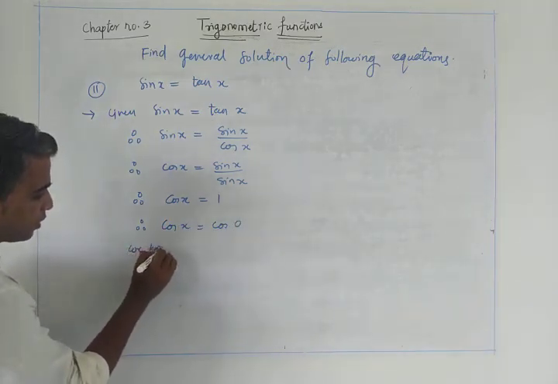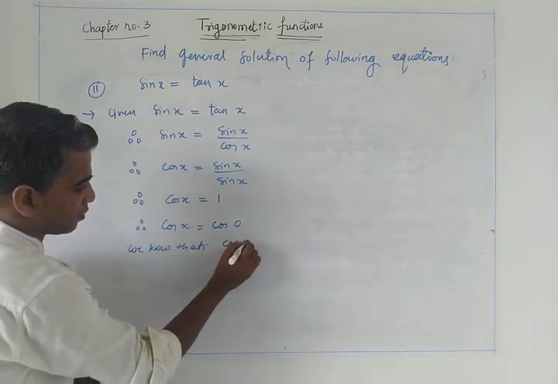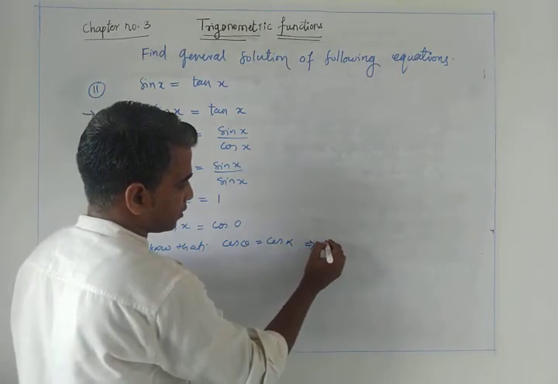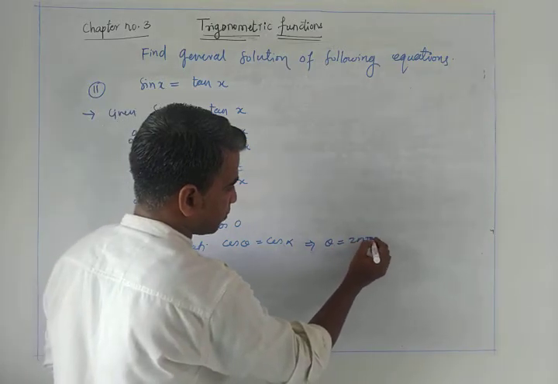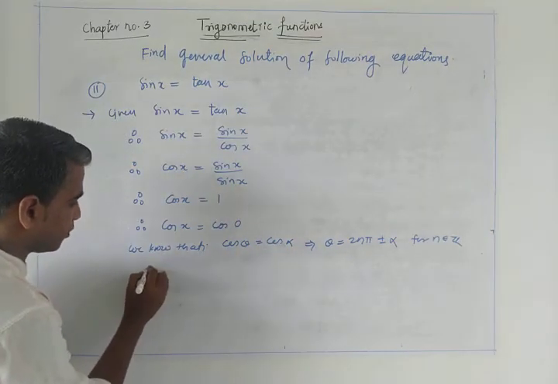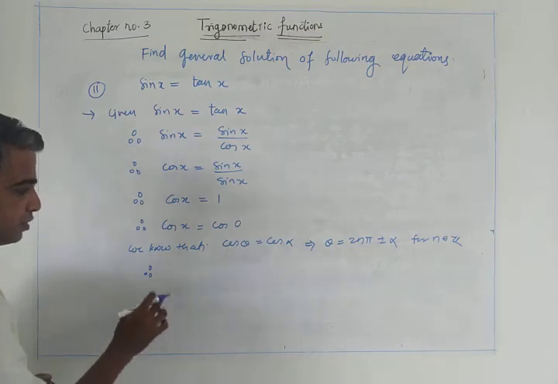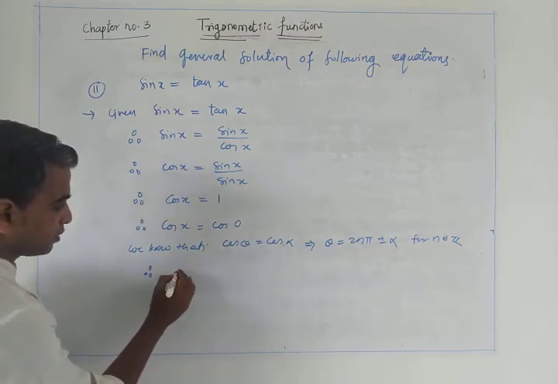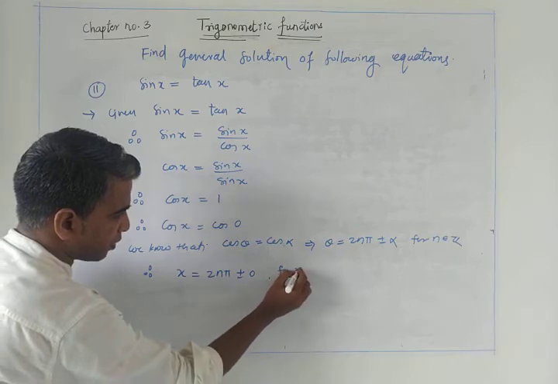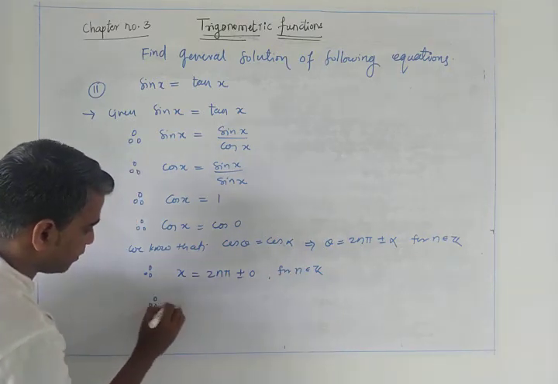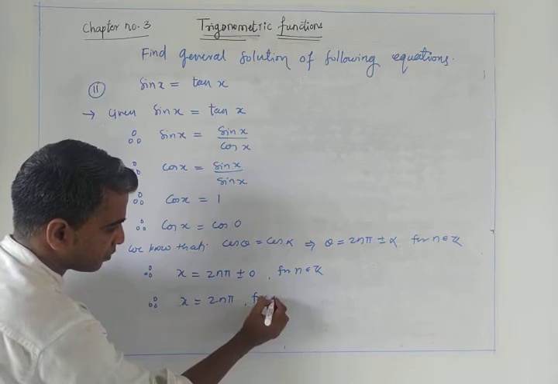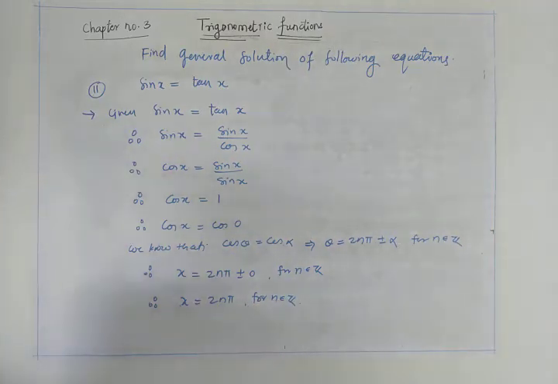Okay, so we got that cos theta is equal to cos alpha. So we know that cos theta is equal to cos alpha implies theta is equal to 2n pi plus minus alpha for n belonging to Z. So by using that formula we will get the solution that x is equal to 2n pi plus minus 0 for n belonging to Z. So simplified, x is equal to 2n pi for n belonging to Z, which is the required general solution.